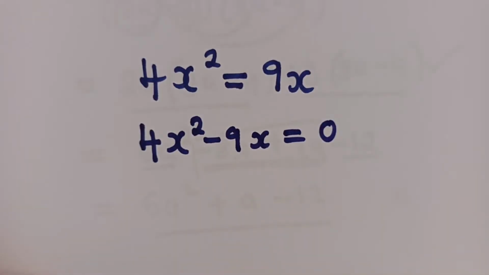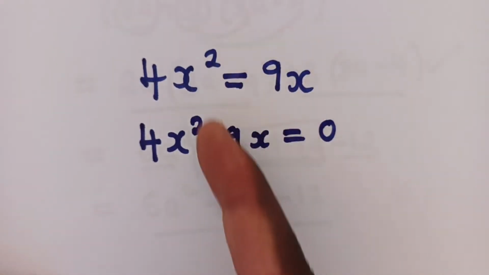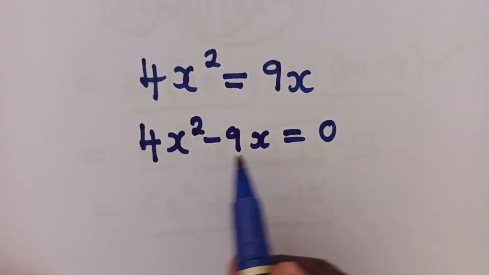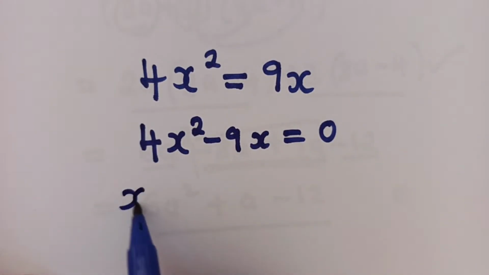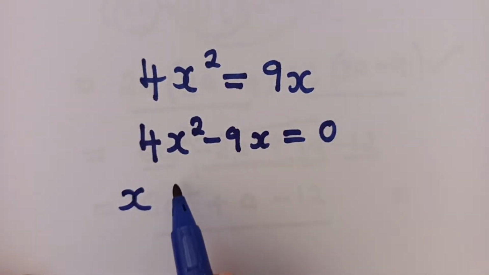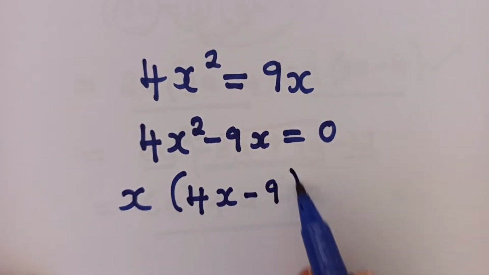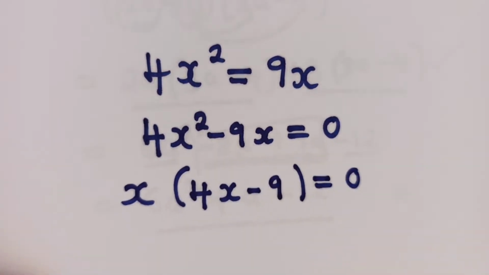Remember the first question which I solved? It was of this nature. Once you make this guy cross the equal sign, it will be minus 9x. And get what is common. So x is common, x is here and here. You factorize. You shall have a 4x here minus 9 is equal to 0.